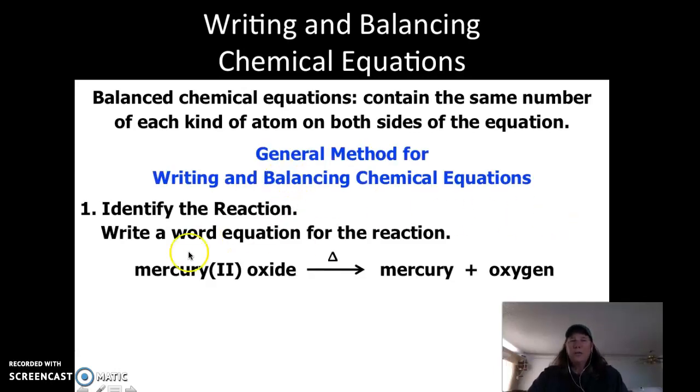Okay, so if we're going to start from scratch, we're going to have a word equation for the reaction. We're going to say mercury II oxide yields mercury and oxygen. And we've got a little heat symbol up here. So this is our first thing.